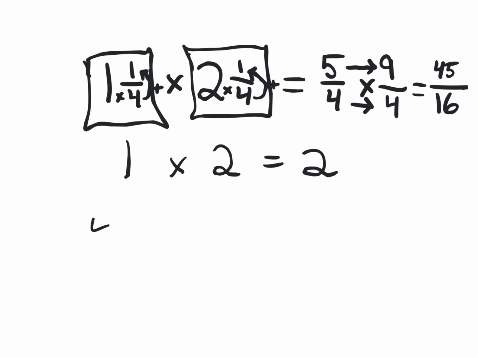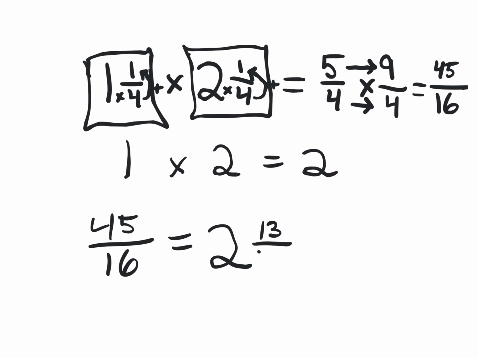Now that we have 45/16, we can change it back into a mixed number by using division. How many times does 16 go in the 45? That would be twice. How many are left over? 13, and we keep the same denominator.